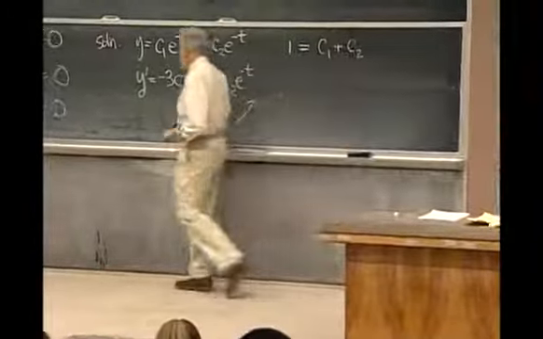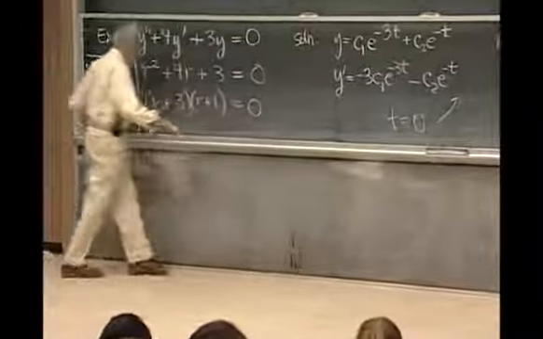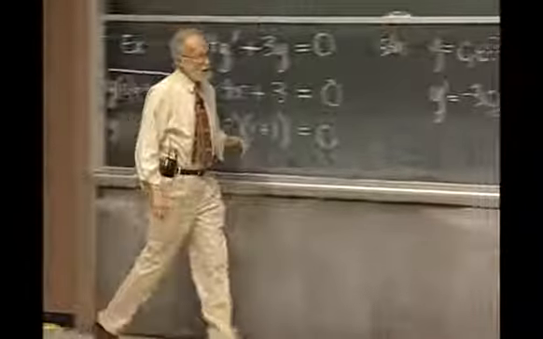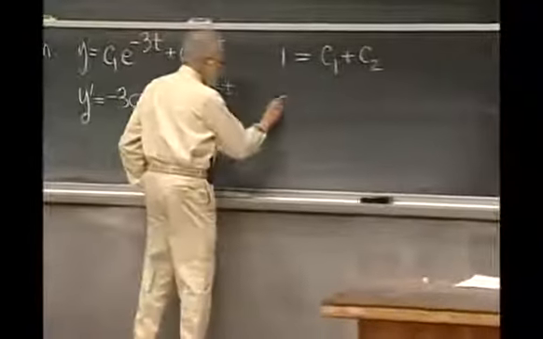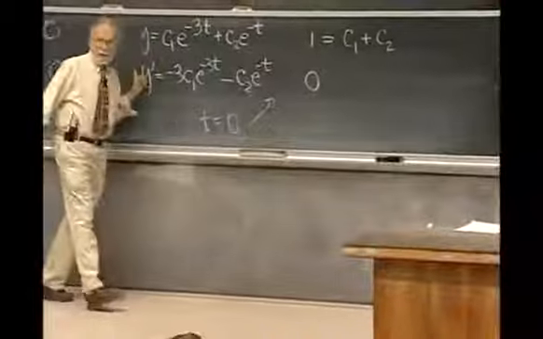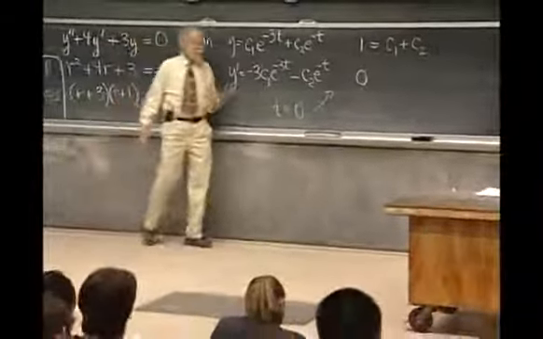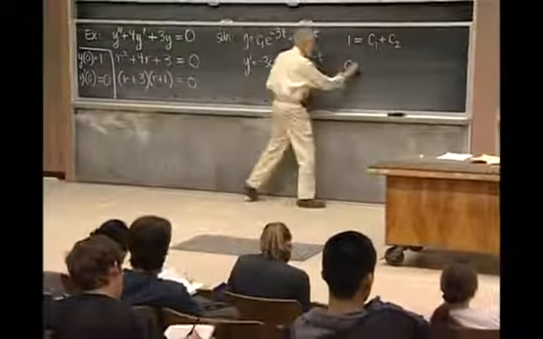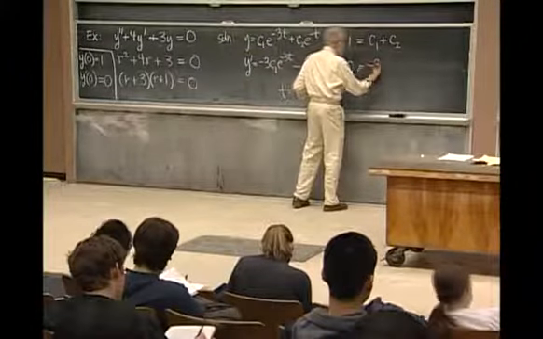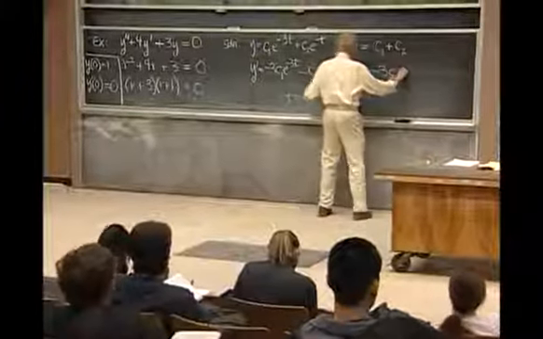How about substituting in the second equation? Well, y prime of 0 is 0. So for the second equation, when I put in t equals 0, the left side is 0 according to that initial value, and the right side is negative 3c1 minus c2.